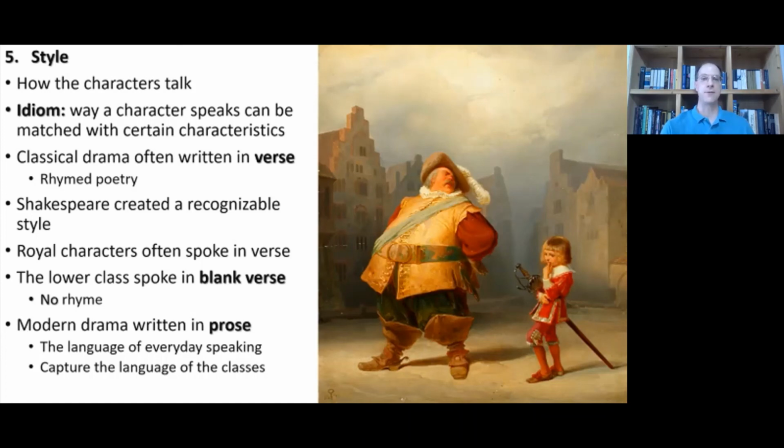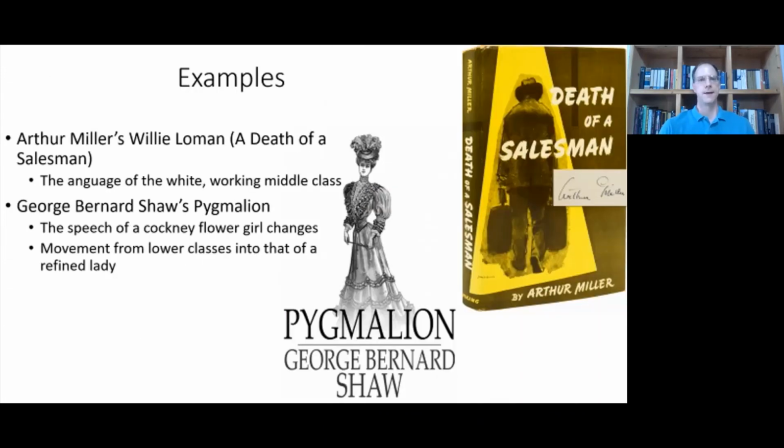Shakespeare created a rather recognizable style. His royal characters often spoke in verse, while the lower class spoke in blank verse, which did not rhyme. Modern drama is often written in prose, the language of everyday speaking. Modern playwrights masterfully capture the language of the class they write about.